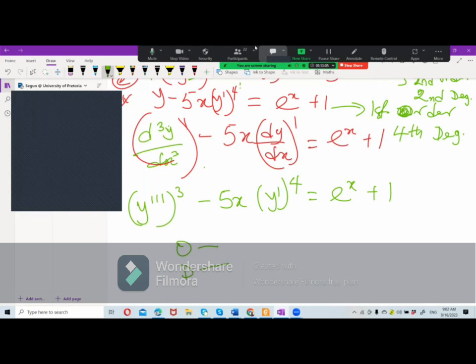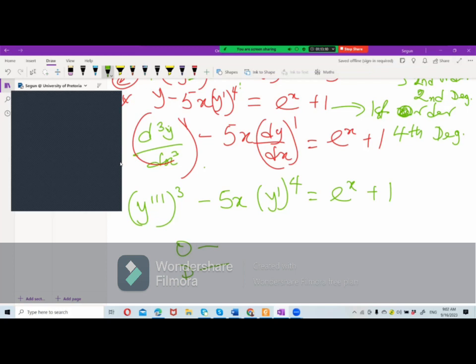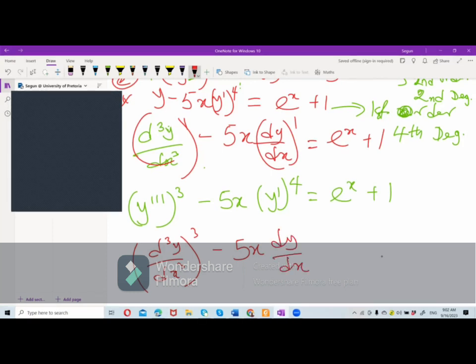I only have one person. What happened to others? Are you still lost? Look at the question very well. You have y prime prime raised to power 3, and you have minus 5x, y prime raised to power 1, raised to power 4. Yes, others, can you put it in the chat? O equals, tell us the degree. Yes, third order, third degree, okay. O is 4, D is 3, okay.